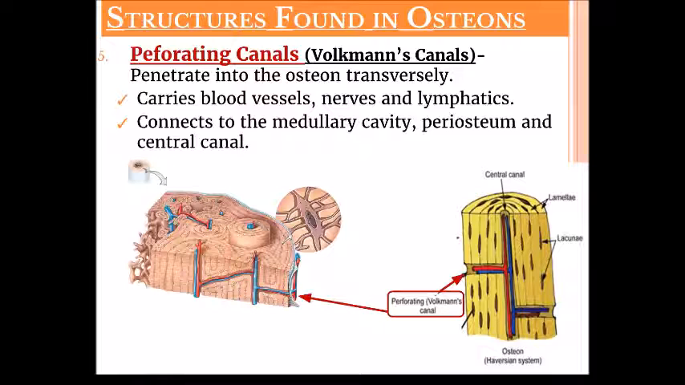And much like the central canal, these carry blood vessels, nerves, and lymphatics. They will penetrate ultimately all the way through to the medullary cavity in the center of the bone from the periosteum. And of course, they're going to coincide with the central canals as well, because that's where you have your blood vessels branching off of. So you can see the perforating canals in both of these diagrams.